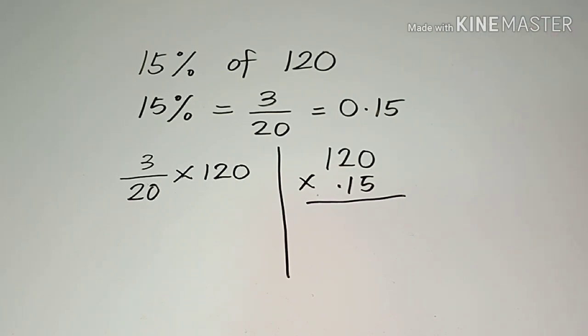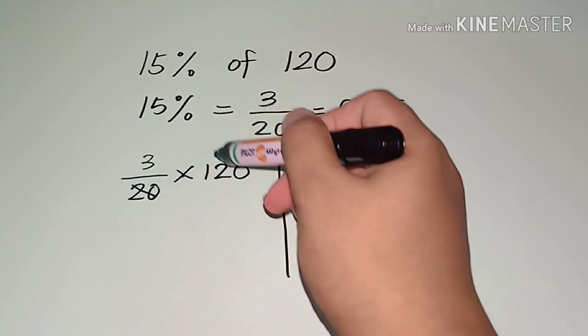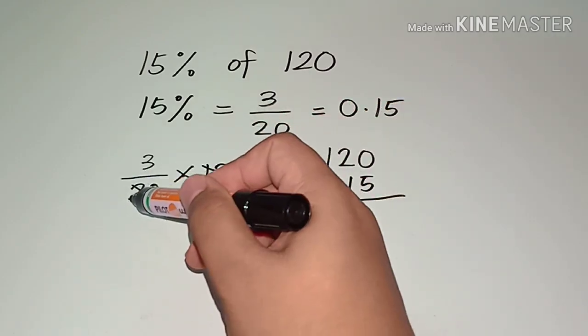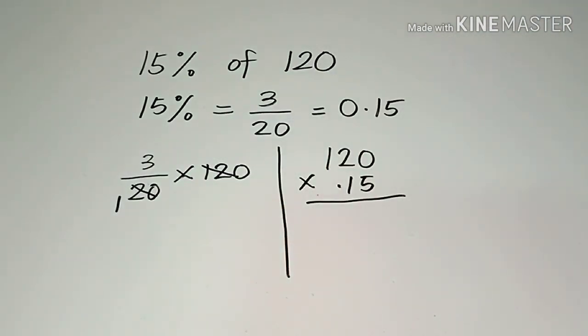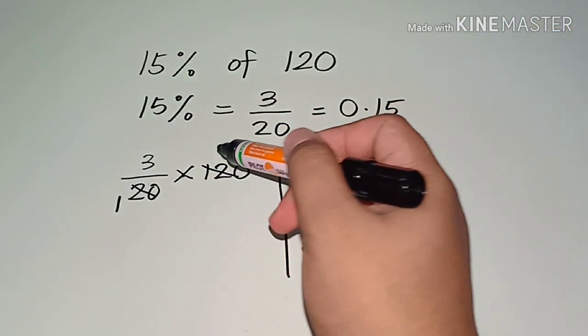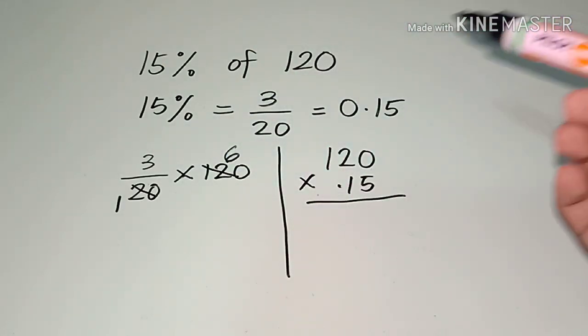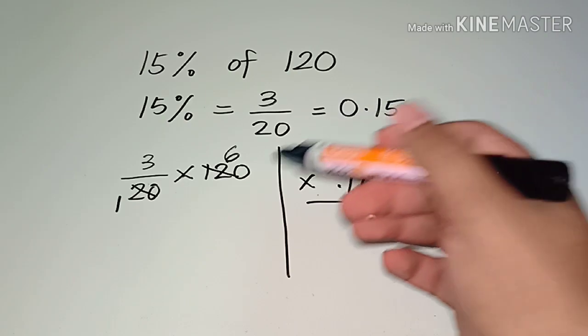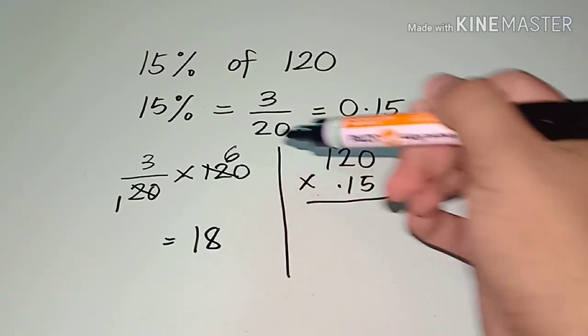So let's start first with 3 over 20 times 120, and we can simplify it by dividing 20. What will happen to 20 is divided by 20, so it will become 1. 120 divided by 20 is 6. So that means you just simplify by multiplying 3 and 6. So 3 times 6 is 18 divided by 1, still 18.